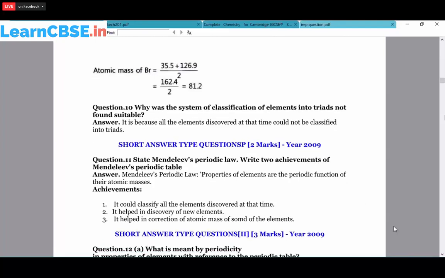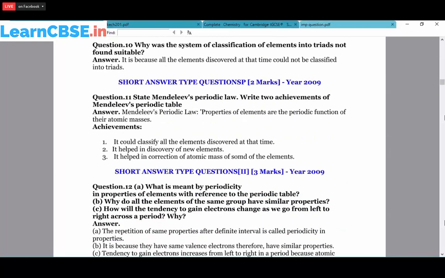Next, short answer type from the year 2009. State Mendeleev's periodic law. Write two achievements of Mendeleev's periodic table. The properties of the elements are a periodic function of their atomic masses. Achievements: it could easily accommodate all the elements discovered at the time, and it helped in the discovery of new elements. It also helped in the correction of the atomic masses of some of the elements. So these are all the achievements.